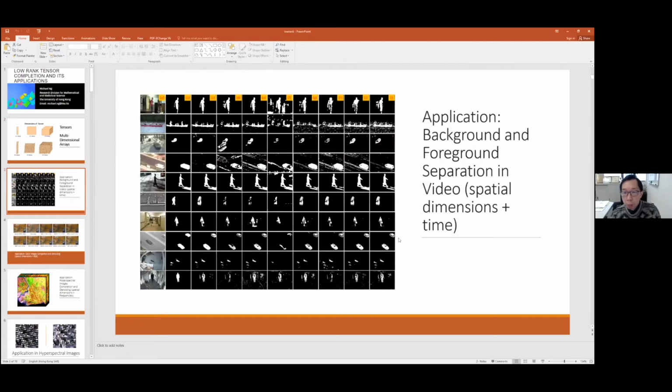There are several applications. Of course, here I am limited to some numerical tests or experimental results that I will present. But definitely, for low-rank tensor completion, there can be many possible applications. One of them is background and foreground separation. In a video you have the spatial dimensions and also time, so it is like a simple cube, and of course you may even have RGB or other spectral frequencies. One interesting task in computer vision is to separate the moving objects from the background.